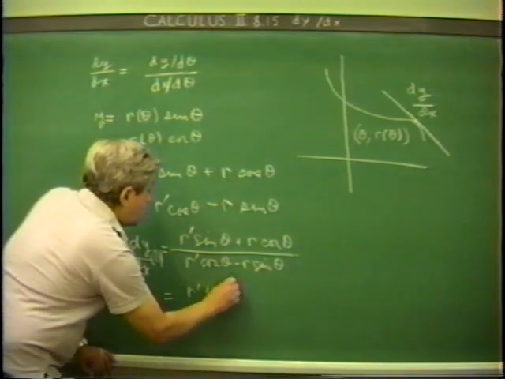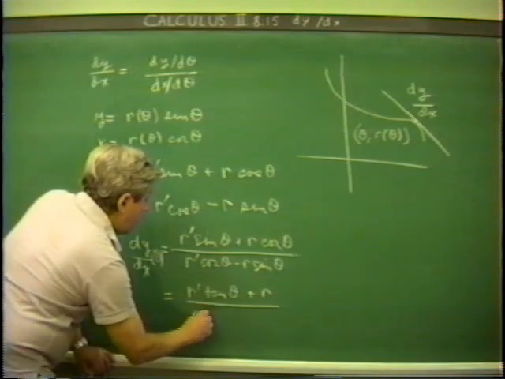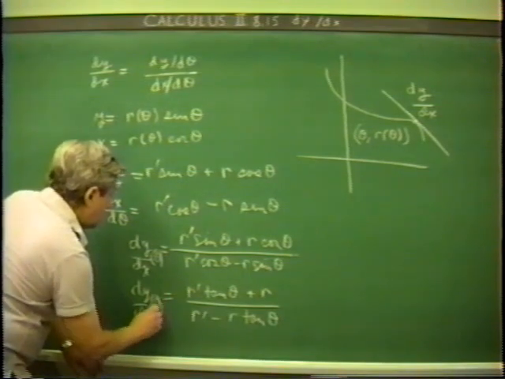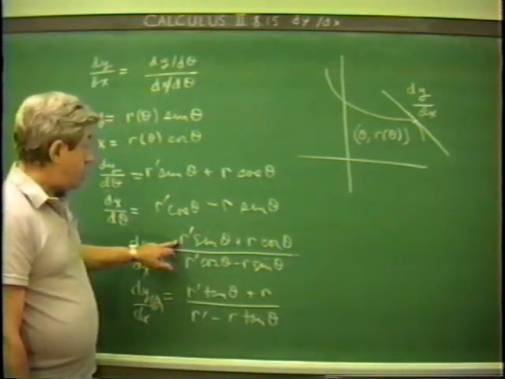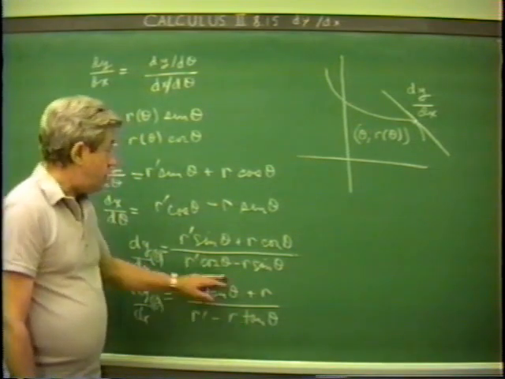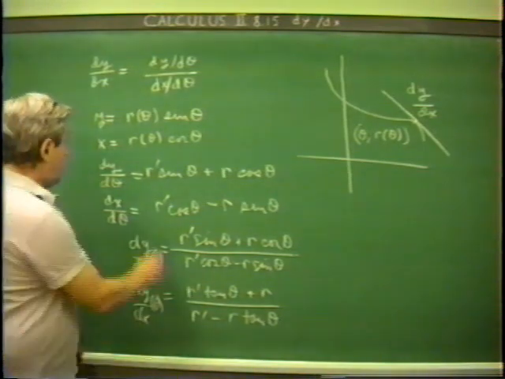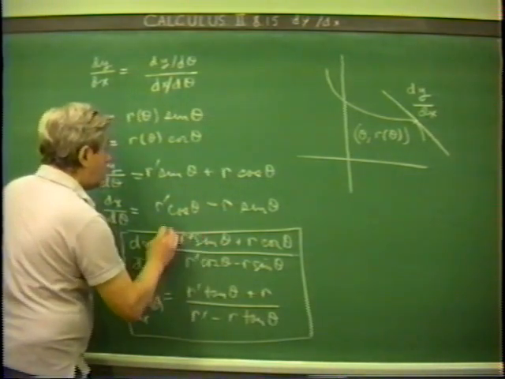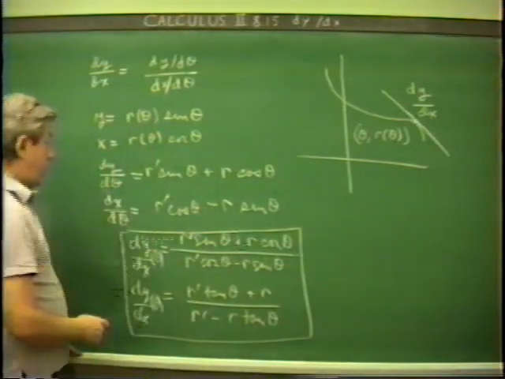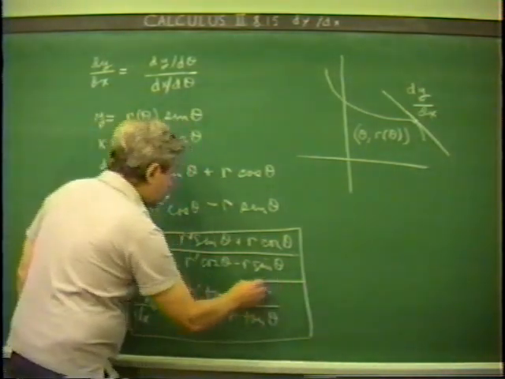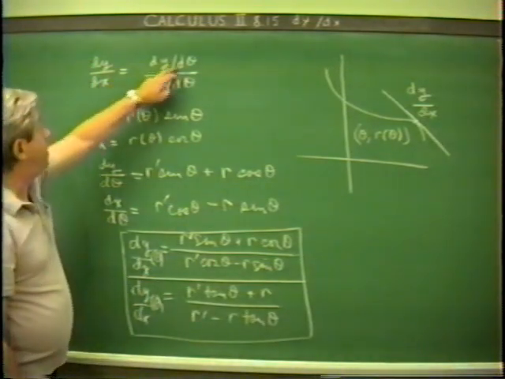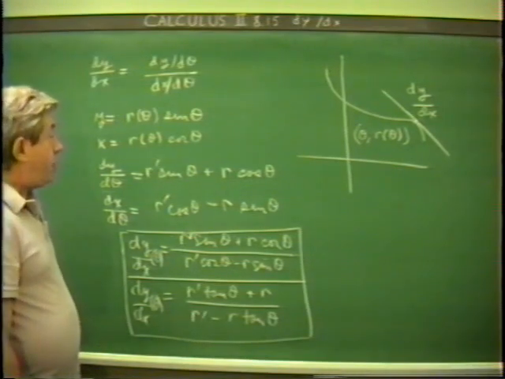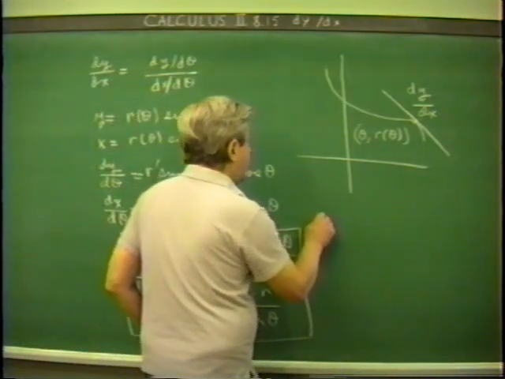All right. Sometimes this formula is also given by dividing numerator and denominator by cosine of theta, in which case we get that this is equal to r prime tangent theta plus r over r prime minus r tangent theta. This is another formula for dy dx at theta. This is just a little bit more general in the sense that the one before is not defined when cosine theta is 0, and this one very well may be. However, either of these two formulas gives you the derivative of y with respect to x at a point theta, r of theta. They're not worth memorizing because you can easily derive them by keeping in mind that what you've got to deal with here is the chain rule.